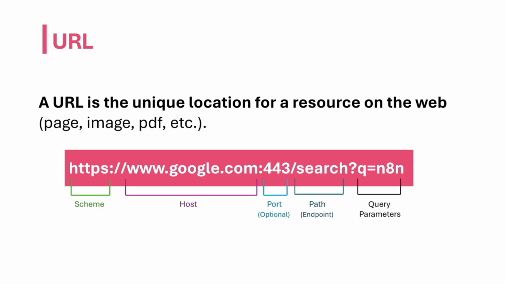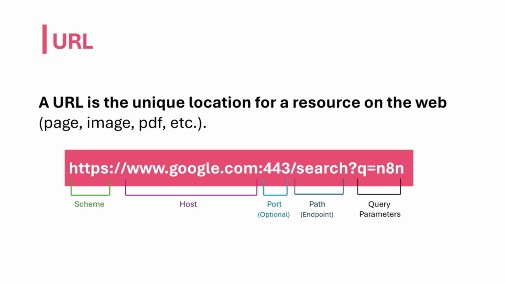Then www.google.com, this is the host or domain name. It points to the server where the resource lives. Then colon 443, this is the port, and this is an optional part. If it is not mentioned, then the browser uses the default ports, like 80 for HTTP or 443 for HTTPS. Then comes our slash search. This is the path, or we can say endpoint. It points to a specific resource on the server.